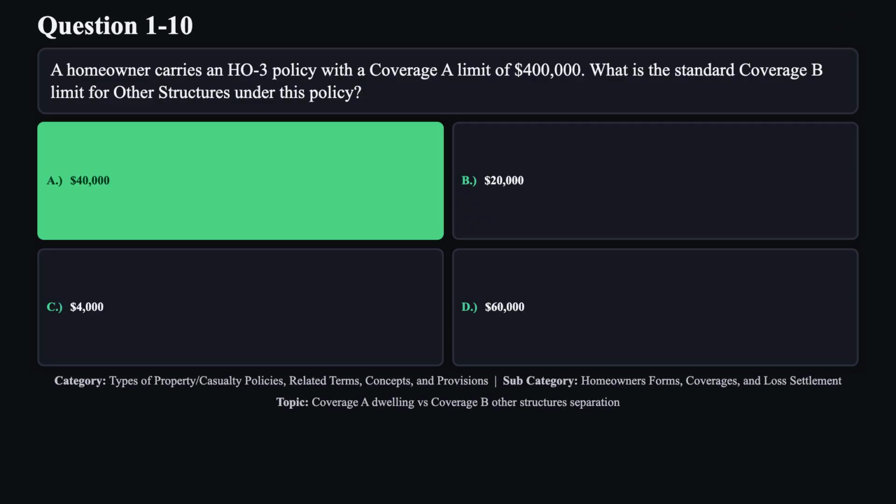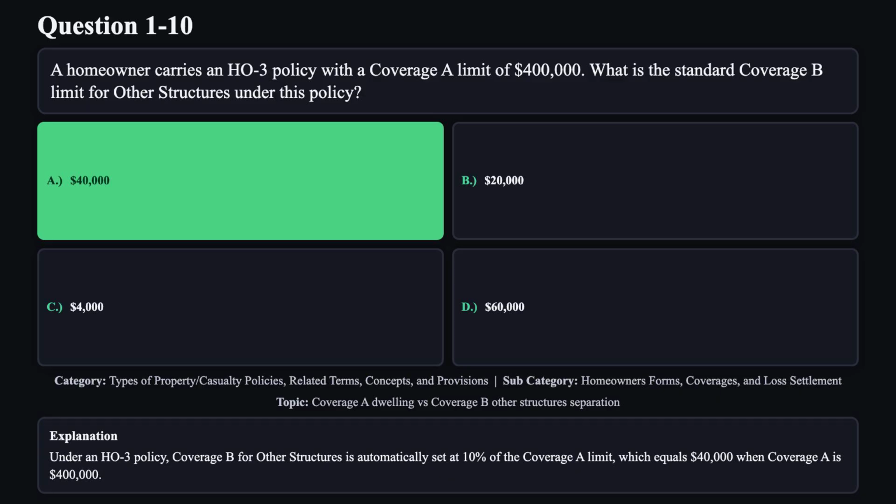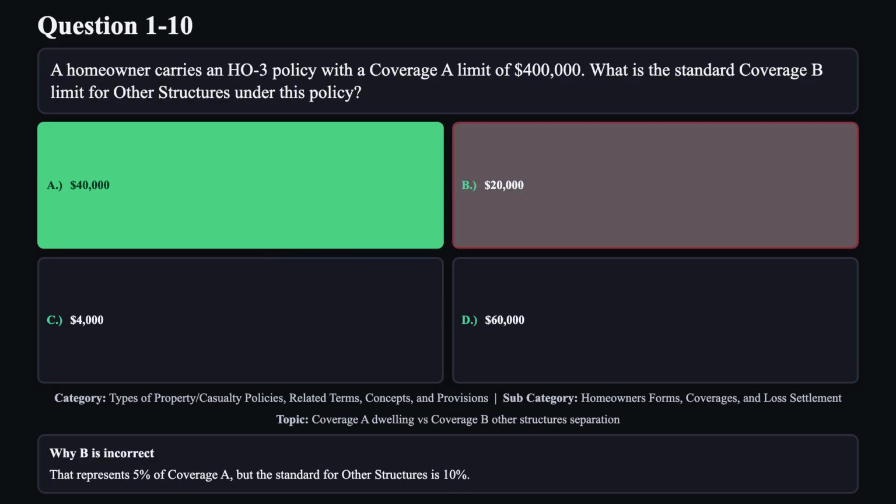The correct answer is A. Under an H03 policy, coverage B for other structures is automatically set at 10% of the coverage A limit, which equals $40,000 when coverage A is $400,000. Reason B is not correct. That represents 5% of coverage A, but the standard for other structures is 10%.